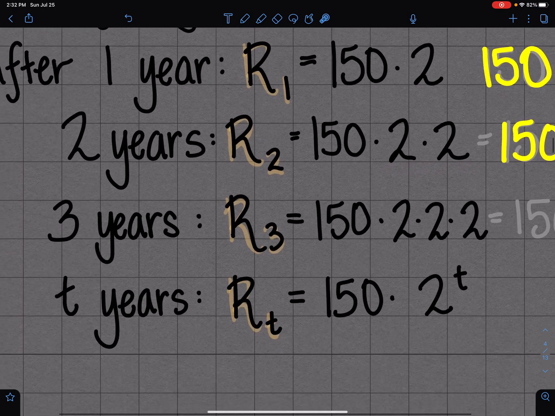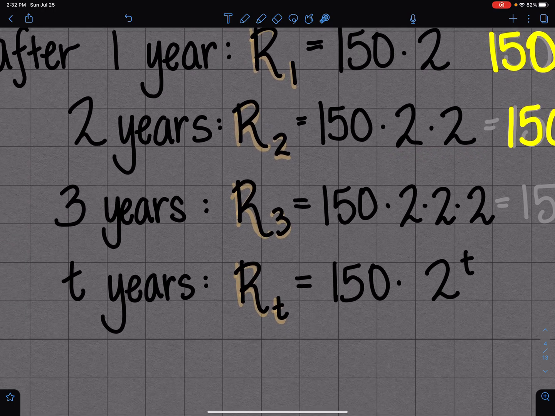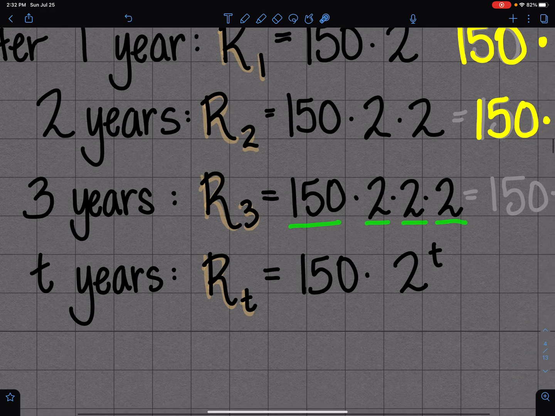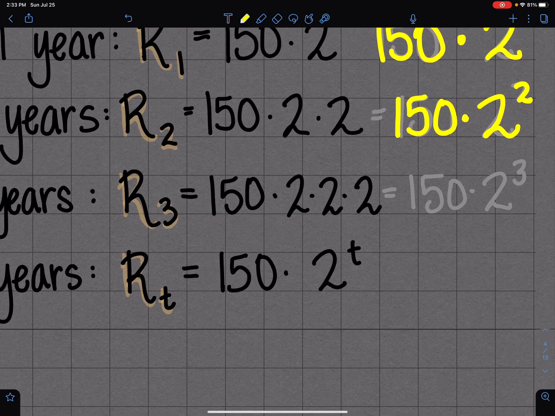Okay, let's keep going, because this really needs to stick in your brain. This is important. After 3 years, the number of rabbits doubles again. So you start with 150. After 1 year, you're doubled. After 2 years, you're doubled. After 3 years, you're doubled again. So it's 150 times 2 times 2 times 2. Now it makes sense that after 3 years, this is going to be 150 times 2 to the 3.